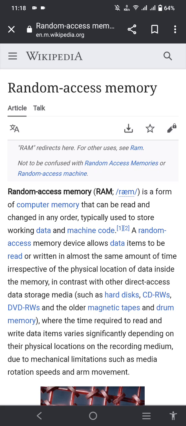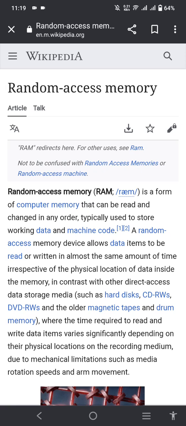In this video I am talking about RAM of any computer. Random access memory is the abbreviation of RAM. RAM is a form of computer memory that can be read and changed in any order, typically used to store working data and machine code.